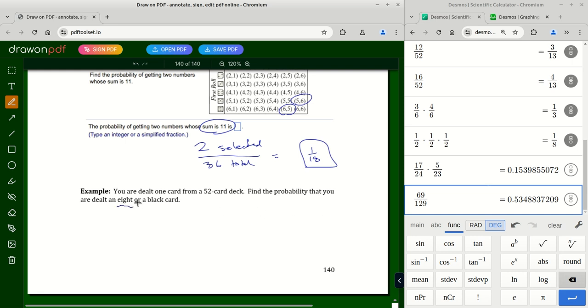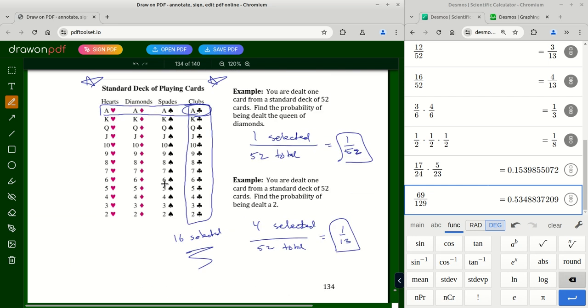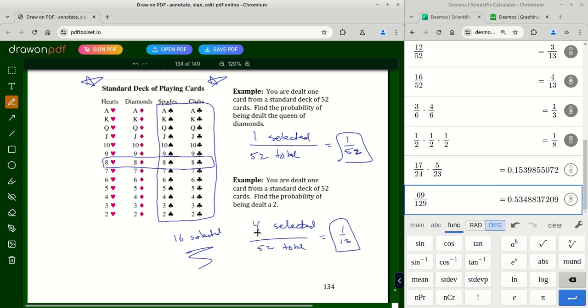This is probability of an 8 or a black card. So here we go. 8s or blacks. Let's finish this problem up. Get rid of this, get rid of this. Okay, there we go. So 8s or blacks. You're not counting the cards twice. No. You count them one time. That's it. Let's count them all. Get rid of this. I don't really care anymore.